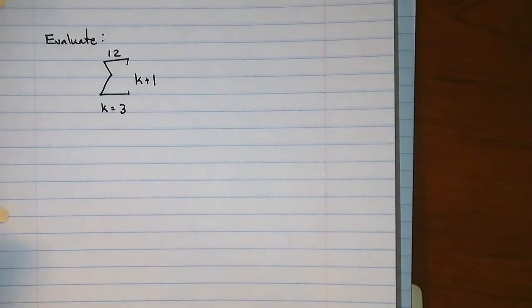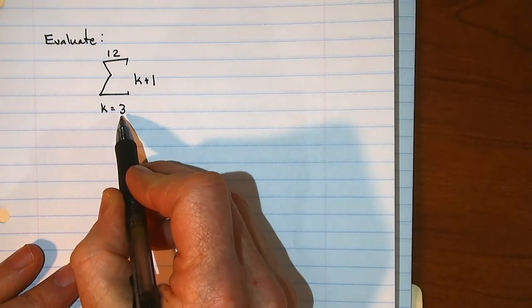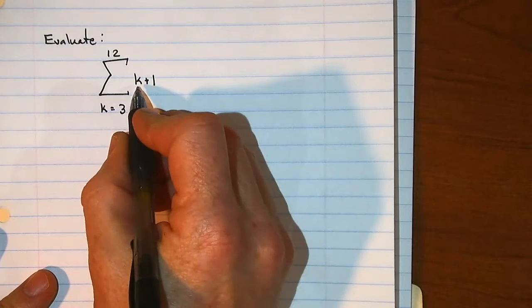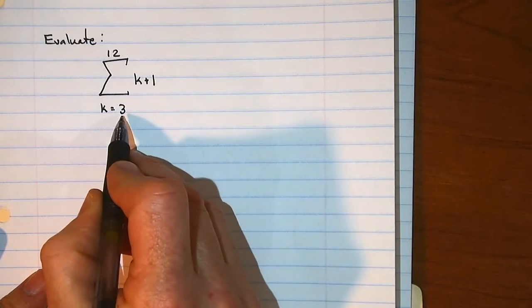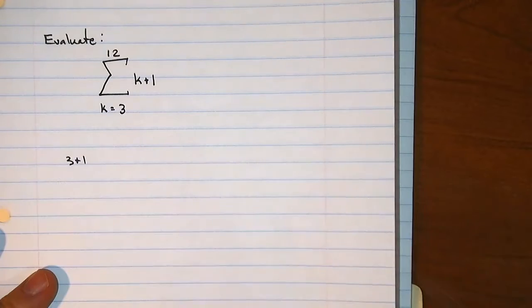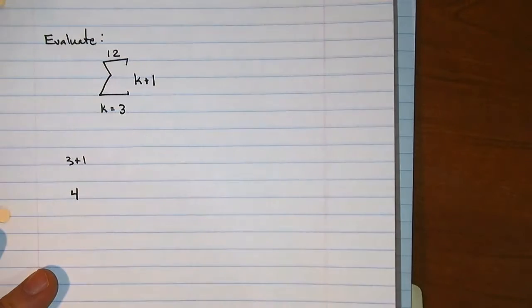All right, so what we said in the last video is the first thing we're going to do is take this formula and plug in the bottom number. In this case, our bottom number is a 3. So in my formula k plus 1, I'm going to replace the k with the number 3. So I'm going to end up with a 3 plus 1. And of course, 3 plus 1 is equal to 4. So that's where I start.